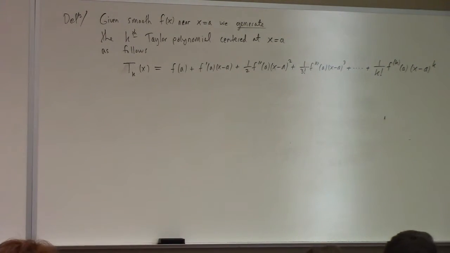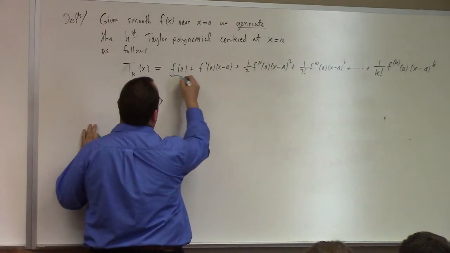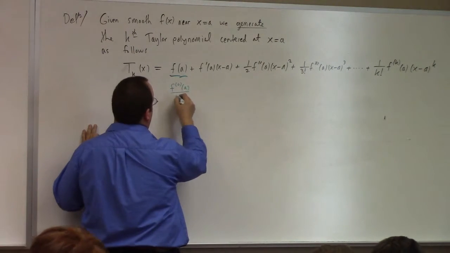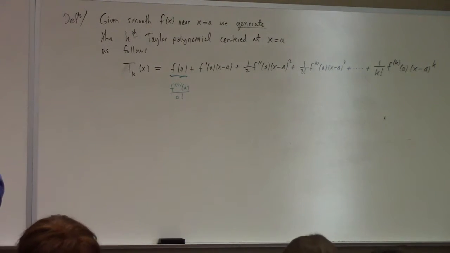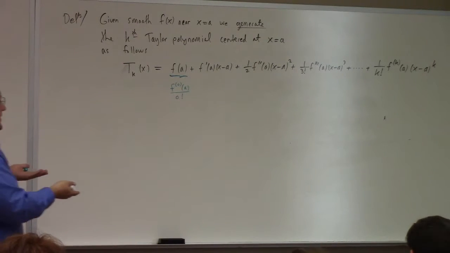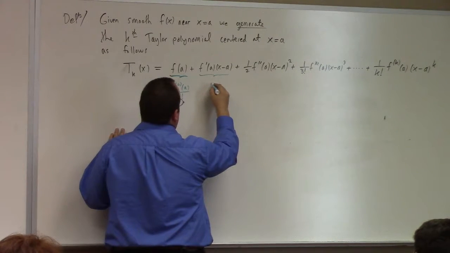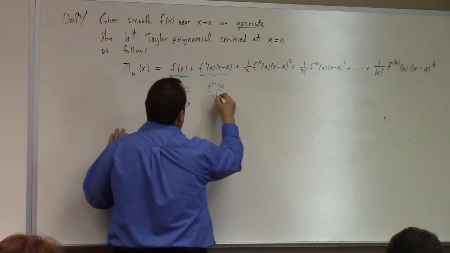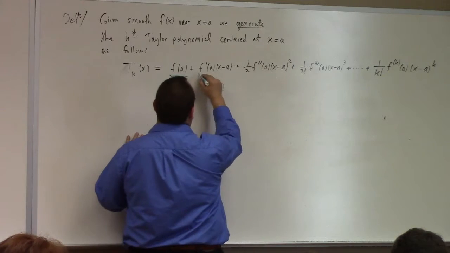So the point here is that this is really the zeroth derivative at a over 0 factorial. 0 factorial is 1, and the zeroth derivative of the function is just the function. This is our convention. This guy right here, what's this? This is the first derivative evaluated at a over 1 factorial, also known as 1. If you look at, not the whole thing, just the coefficient.